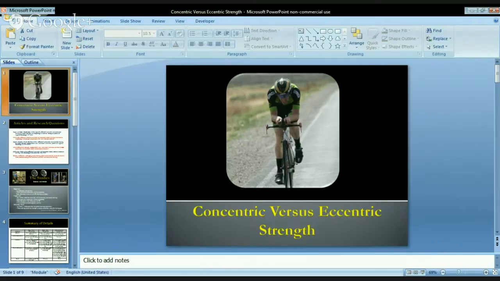Colliander and Tesh used 34 males without previous resistance training experience. Again, these guys didn't measure concentric and eccentric muscle contractions combined and concentric solo. So their results might be a little bit different. I'm actually surprised where they ended up.